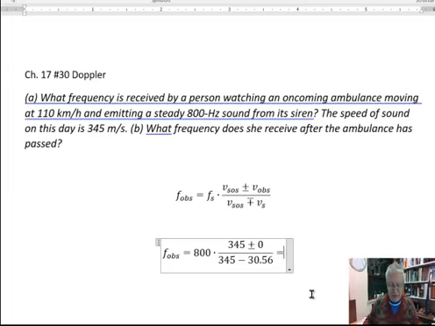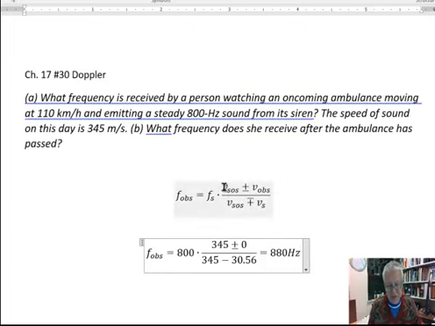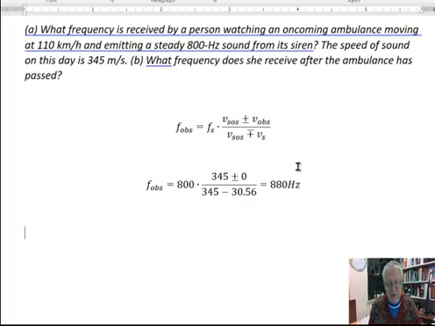And I'm going to come up with 878 rounded. I'm going to call it 880 as the answer, with the 110, you know, 2 sig fig. So 880. And then the unit is hertz, because in the fraction we have speeds divided by speeds, so all those units divide out, and I have the frequency here, simply the hertz stays alive.